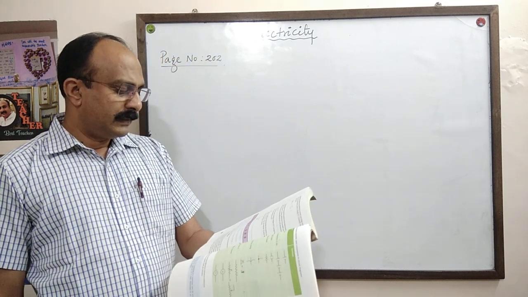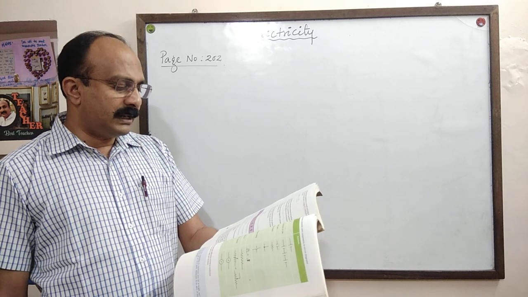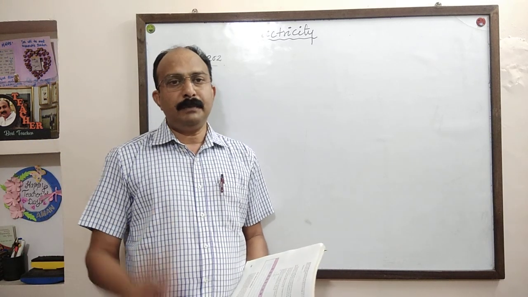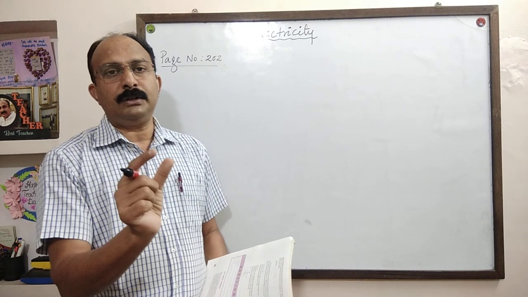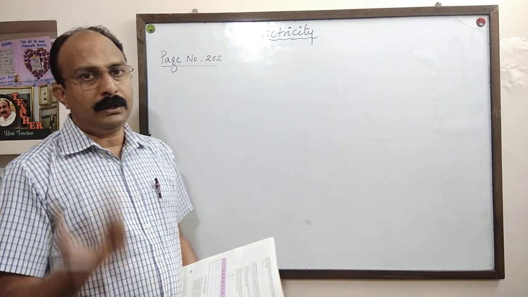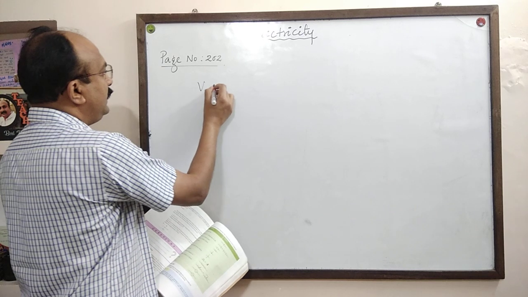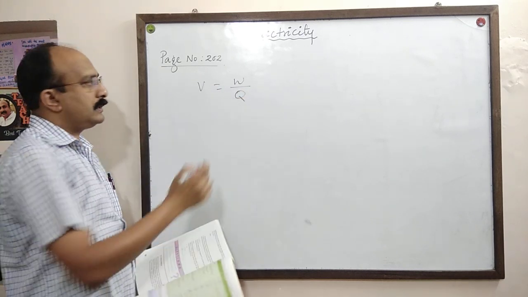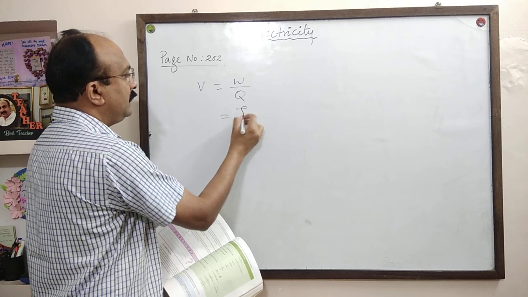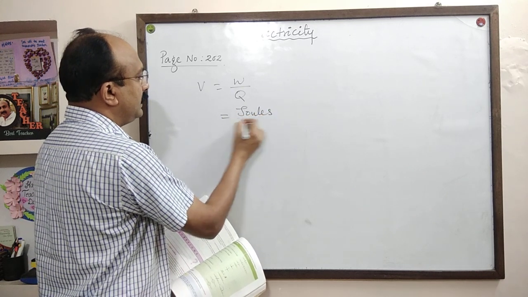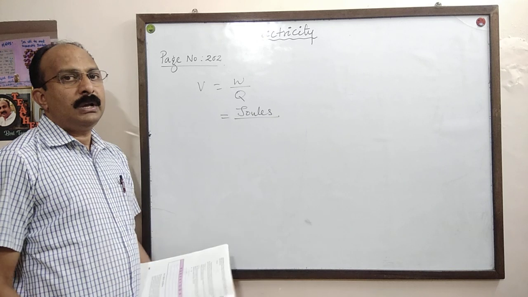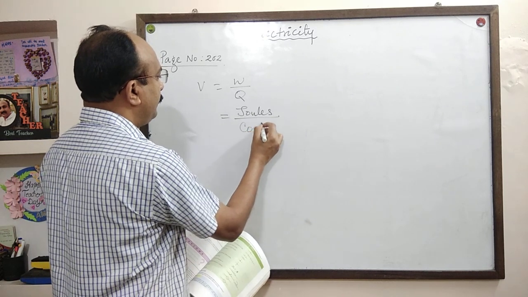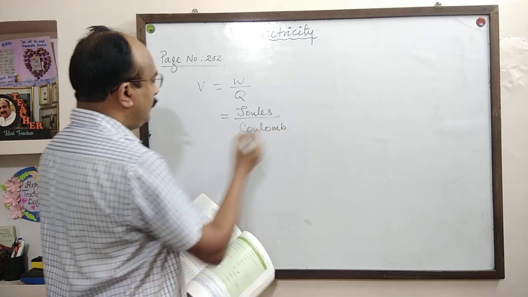Question number 2. What is meant by saying that the potential difference between 2 points is 1 volt? Already taught. Potential difference V is equal to W upon Q. Now define 1 volt. What is W? Work done. What is the unit of work done? Joule. What is Q? Quantity of charge transferred. What is its unit? Coulomb. So how can you define 1 volt?